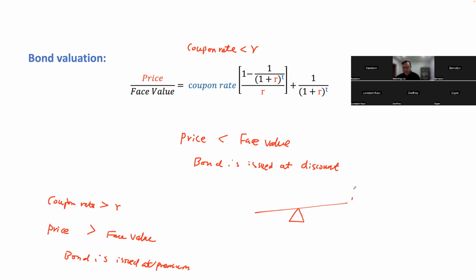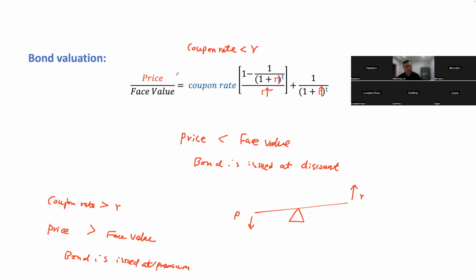So as the market interest rate goes up, the price will go down, okay? Picture this as a seesaw. If your market interest rate goes up, the bond price will go down. You can see that if this R goes up, this R goes up, this R goes up, what happens is the price will go down.